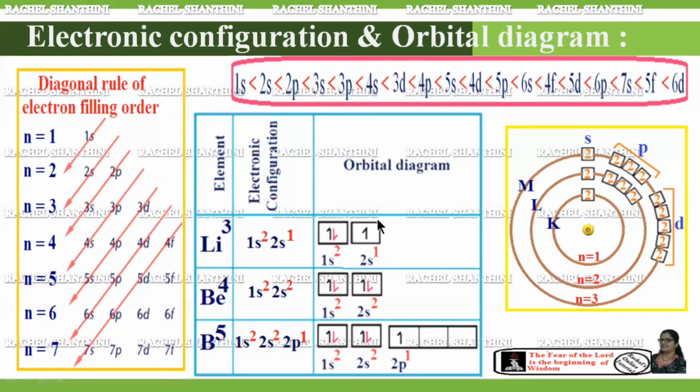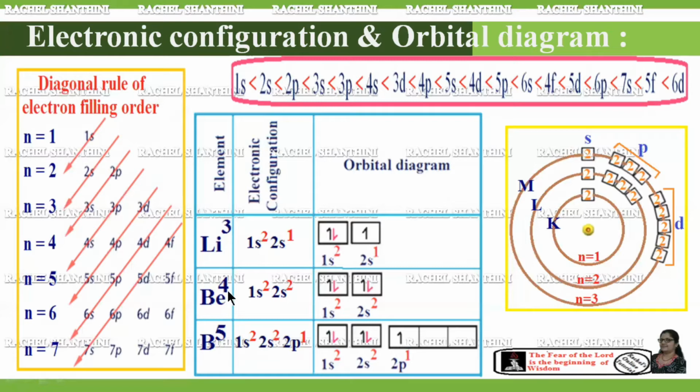Now coming to 2s orbital. How many electrons we have? Only 1 electron, right? So we have to draw an upward arrow mark which represents the positive spin. So totally how many electrons are there? 3 electrons in lithium. So this is the electronic representation of lithium in terms of orbital diagram.